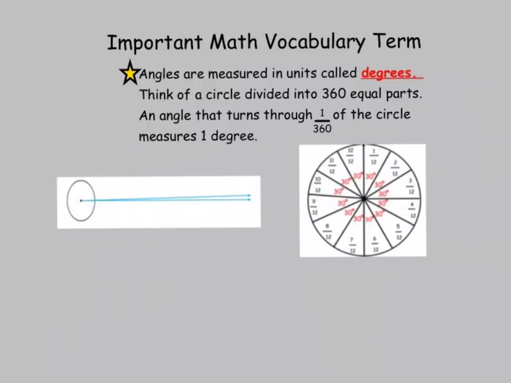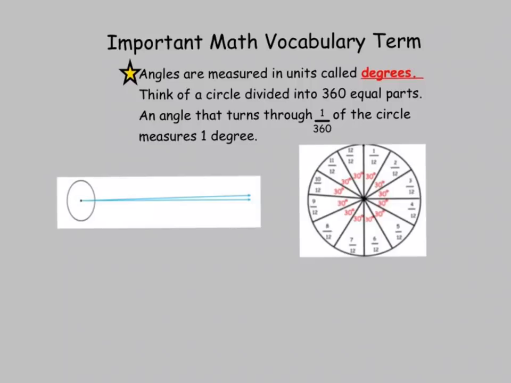Before we get started, I want you to look at your handout. The very first question says, what are angles measured in? I would like for you to also take a look at the very top of the slide. It says an important math vocabulary term. Angles are measured in units called degrees. Think of a circle divided into 360 equal parts. An angle that turns through 1/360th of the circle measures just 1 degree.